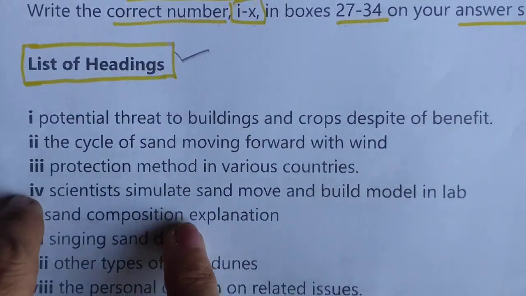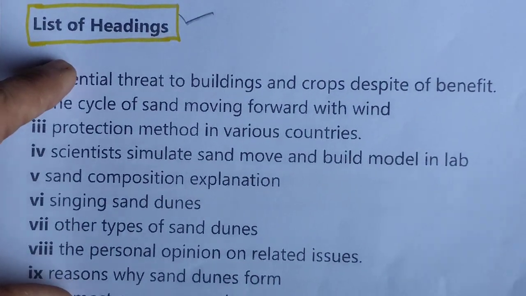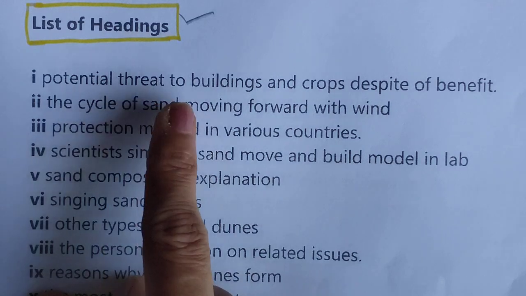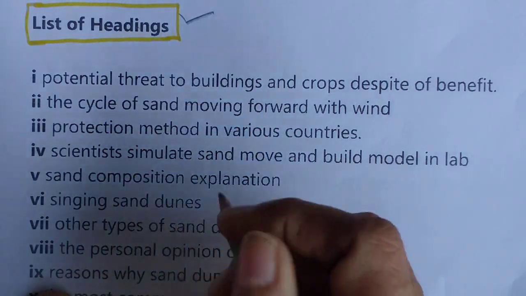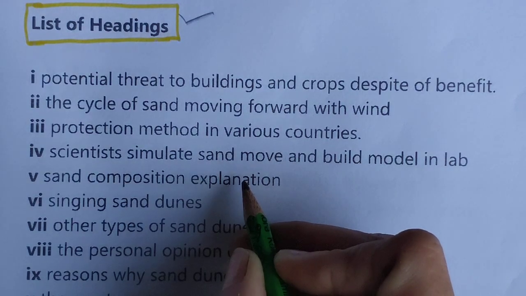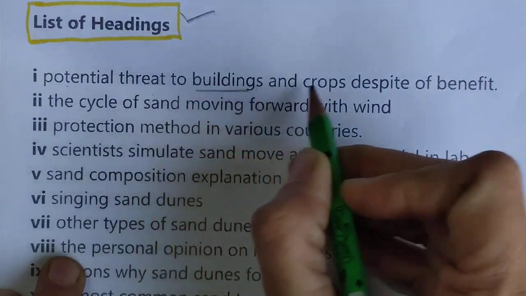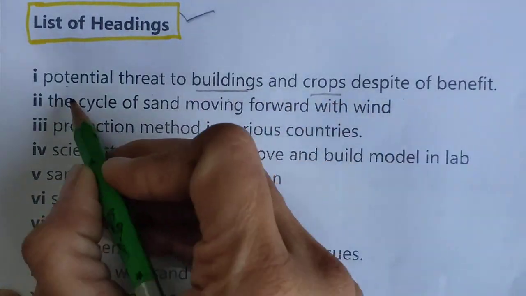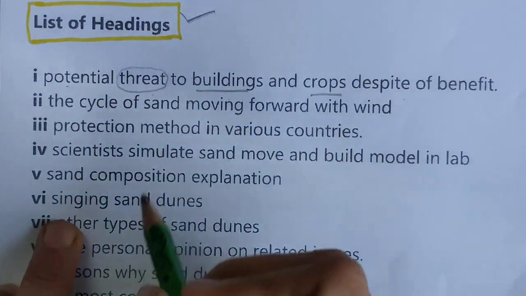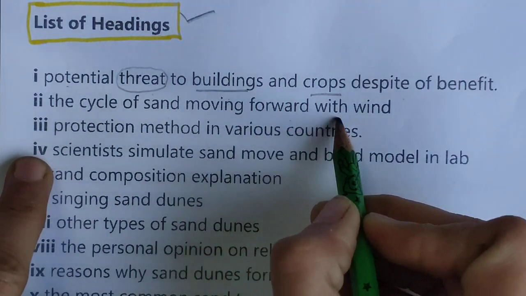Let's do it. But what is the procedure? How can we do it? For this list of headings, first we will read and understand each and every heading, and we will underline any important keyword. Let's read it. First, potential threat to buildings and crops despite benefit. Potential threat, some kind of risk will be there in any paragraph. Second, the cycle of sand moving forward with wind.